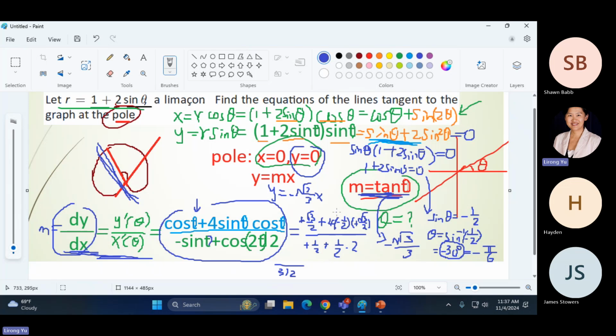The numerator is negative root 3, right? 4 times negative 1/2 is negative 2. Negative 2 times root 3 over 2 is negative root 3. Negative root 3 plus root 3 over 2 is negative root 3 over 2. To simplify, dividing by 3/2 gives negative root 3 over 3. And that's the slope of the tangent line.